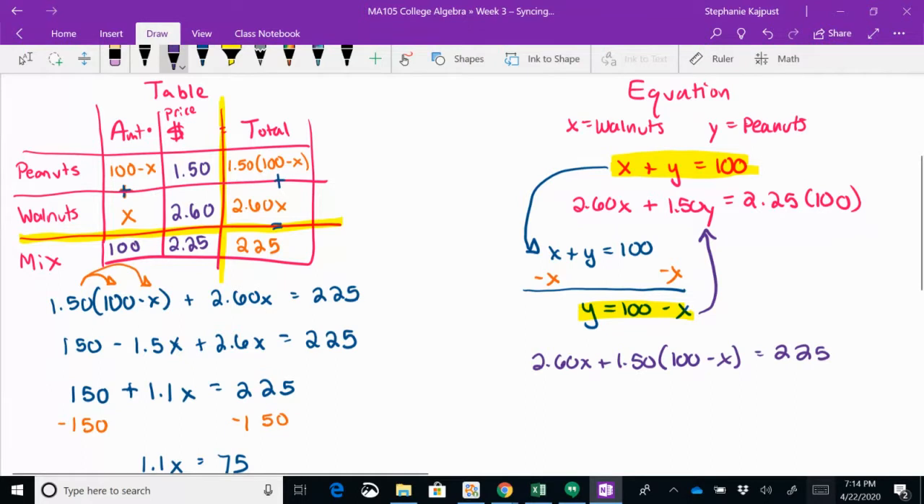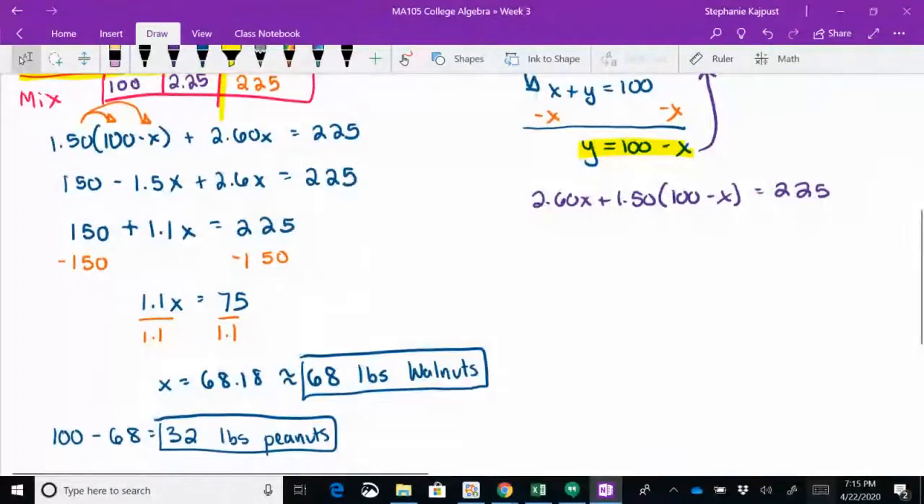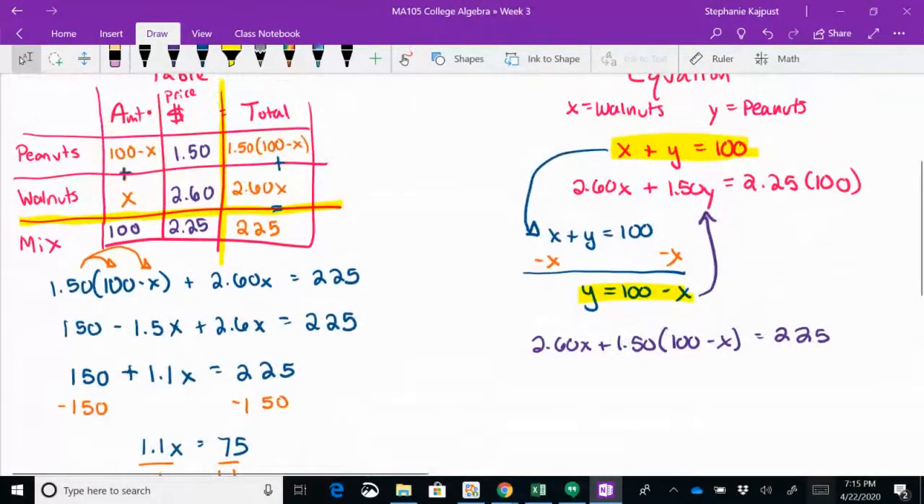It's just a different method of creating the equation. One is with a table, and the other one is sort of translating what's going on, thinking about what's going on, and then creating your equations that way. You'll solve this, you'll get the same answer. You'll get the 68 and the 32.